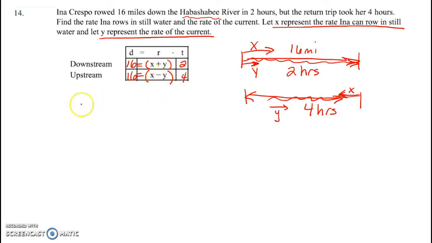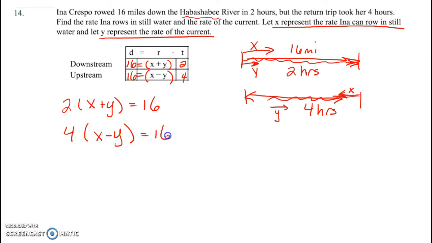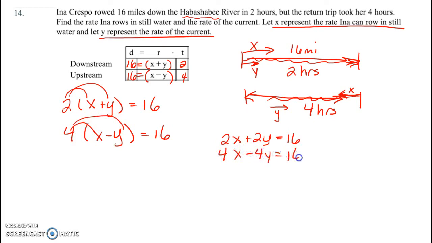So I have 2 equations and 2 unknowns. My 2 equations are 2 times X plus Y equals 16 and 2, whoops, I'm sorry. Let me get rid of that. That should be a 4. 4 times X minus Y equals 16. 2 equations, 2 unknowns. Let's distribute and solve. Here I get 2x plus 2y equals 16. Distribute here. I get 4x minus 4y equals 16.